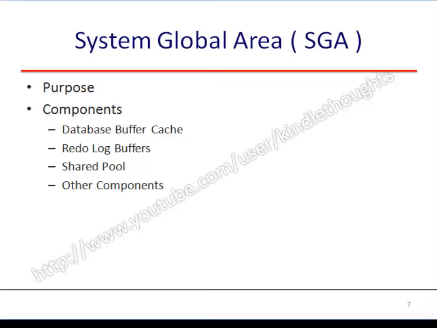So, if we have to look at the system global area components, we have some major components and we have some minor components. The major components are the database buffer cache, the redo log buffers, and the shared pool. There are certain other components such as the Java pool, the streams pool, and others which will also be covered later in the session.